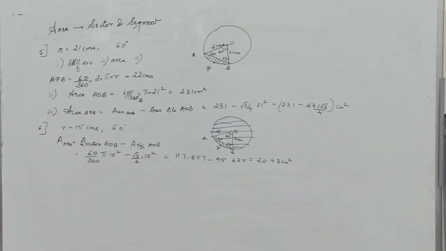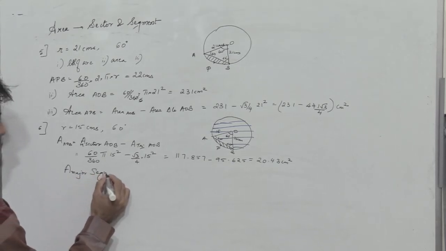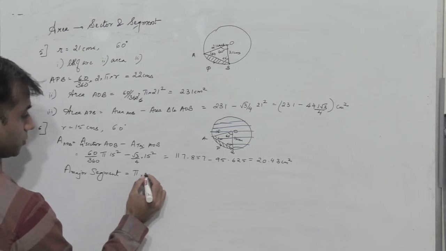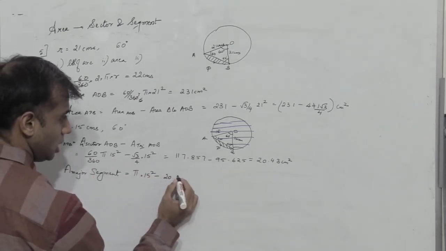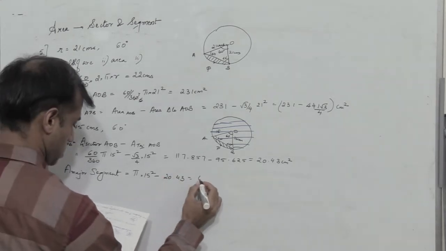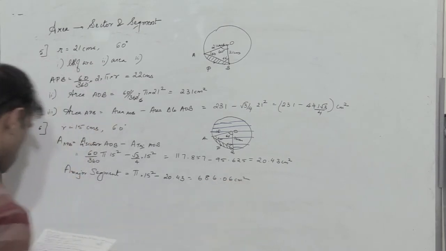So area of major segment is the area of the circle, which is pi r squared, pi into 15 squared, minus the area of the minor segment, which is 20.43. So if we do the calculations, we get 686.06 centimeters square.